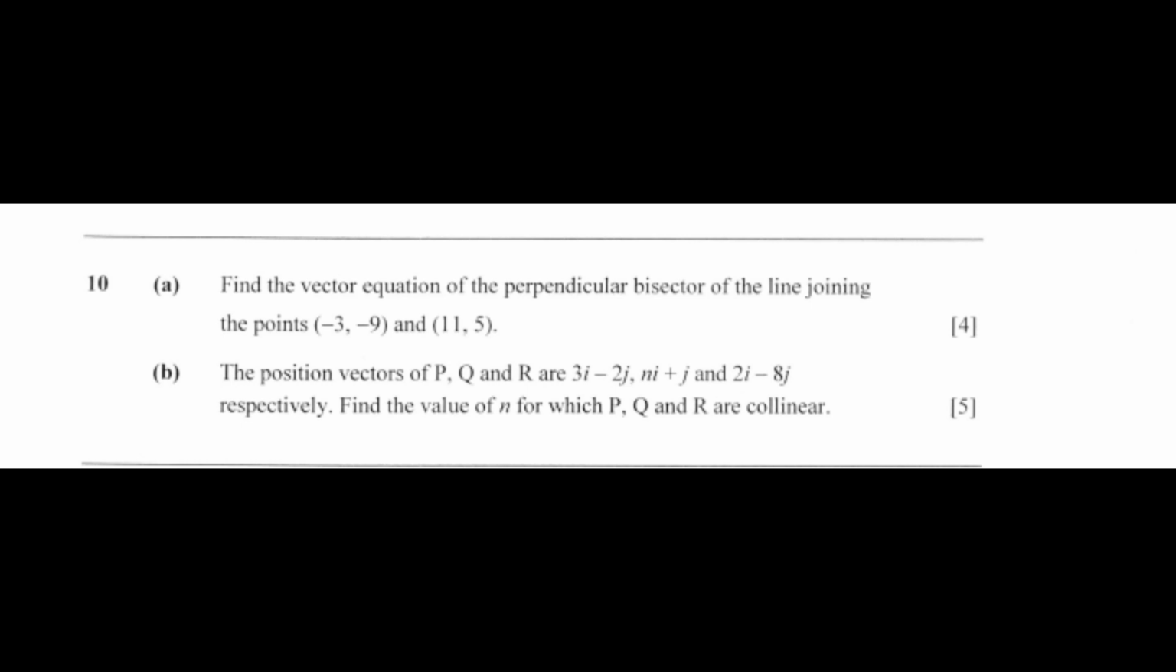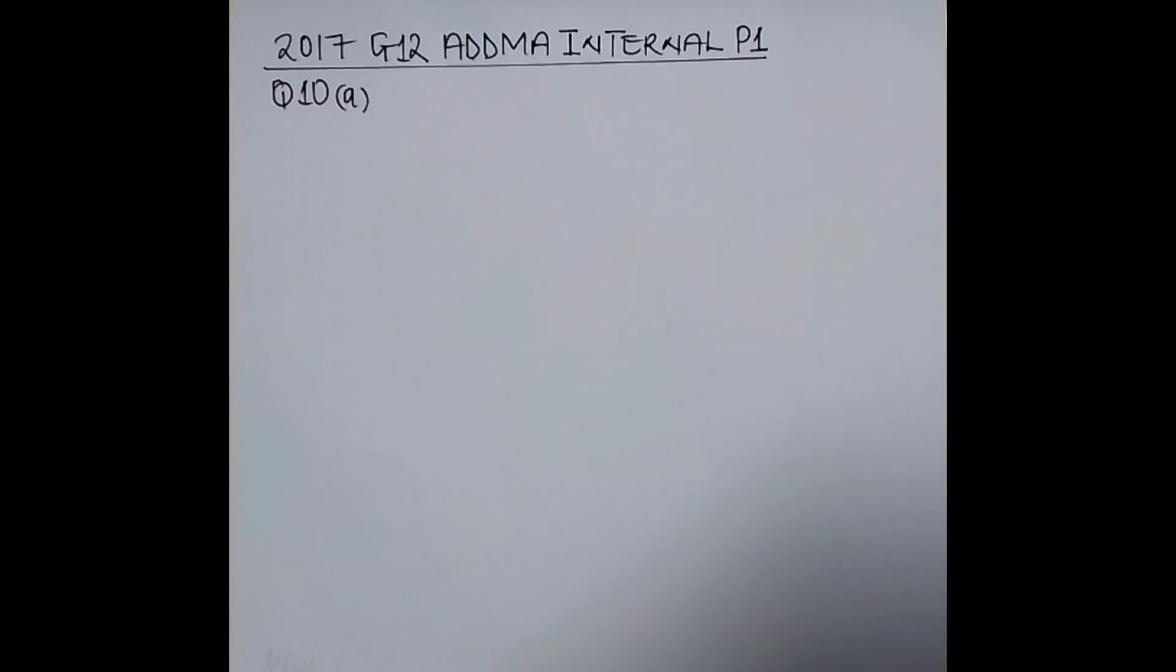That is part A. Part B, the position vectors of P, Q, and R are 3i minus 2j, ni plus j and 2i minus aj respectively. Find the value of n for which P, Q, and R are collinear. I'm going to start with the first part of the question, 10a.